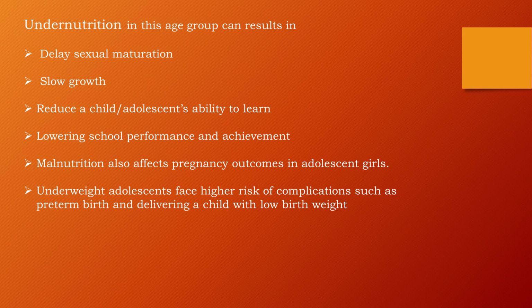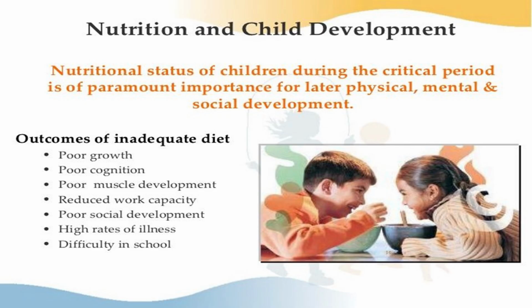This is very important. Why am I saying this? Because nutrition has a very important role to play in your life, particularly in this age group of 5 to 19. If you do not give importance to good nutrition, or if you do not follow the criteria you have to follow to keep yourself healthy, then what could be the outcomes of an inadequate diet? One, poor growth. Second, poor cognition.